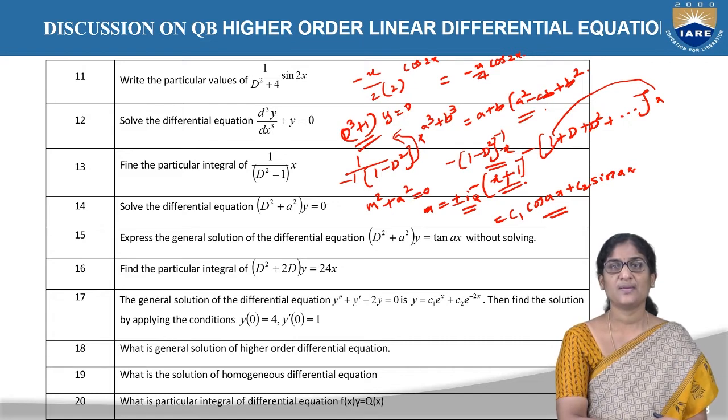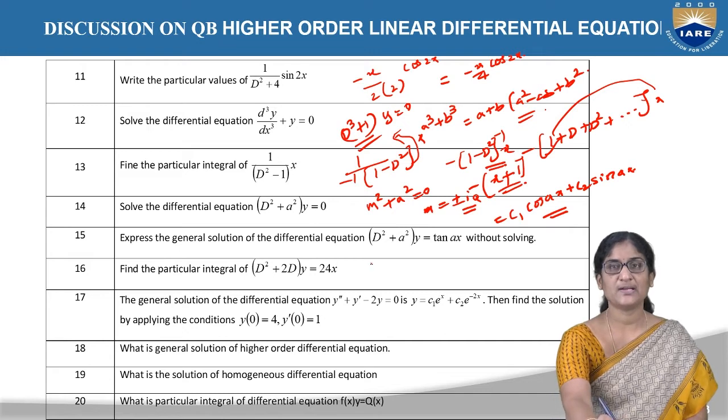So here m is equal to plus or minus ia, so you can write the complementary function as c1 cos ax plus c2 sin ax, and the particular integral can be given by 1 by (d square plus a square) into tan ax. We just have to express it, so there is no need to solve. Next, find the particular integral of (d square plus 2d) into y is equal to 24x.